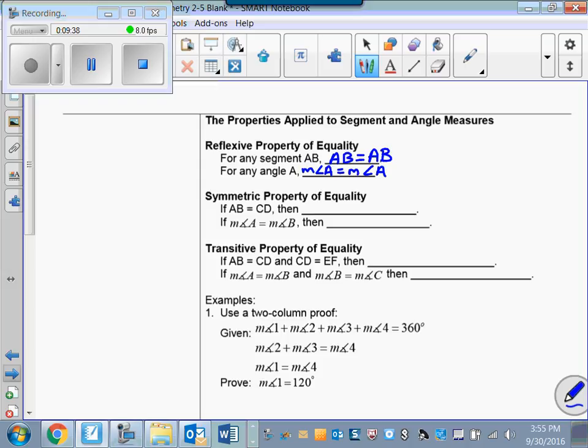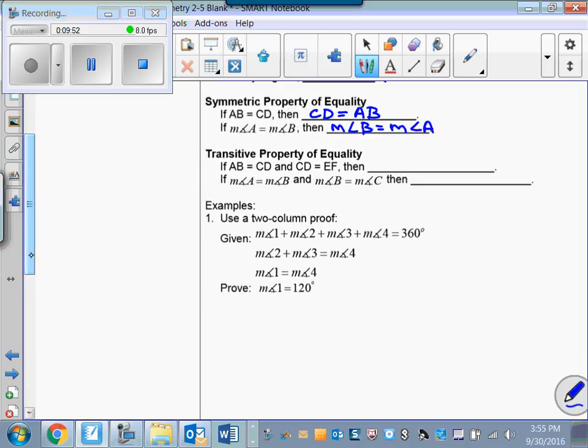All right, symmetric, if AB equals CD, then CD equals AB. If the measure of A equals the measure of B, then the measure of B equals the measure of A. Transitive property, what we're going to know here is that AB equals EF. And if the measure of A equals the measure of B, the measure of B equals the measure of angle C, then we know that the measure of angle A equals the measure of angle C.